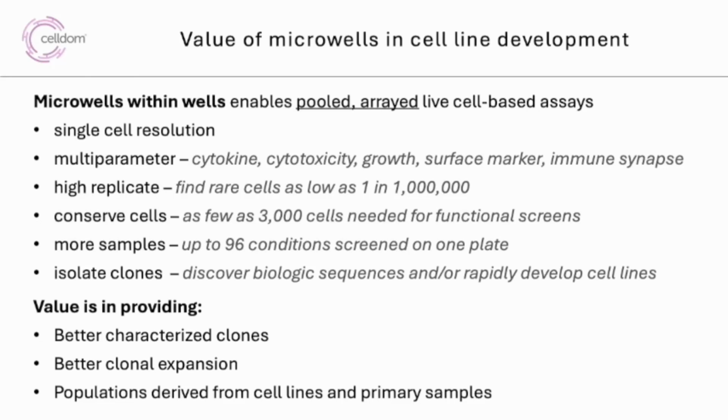And finally, the reason that we work with microwells is that it's very straightforward to isolate clones. You identify them in imaging, you go in with a picker, and you retrieve them. And then these cells could be used to create cell lines or to discover novel biological sequences. So in total, the value in our platform is that it provides better characterized clones, it leads to clones that expand better in bulk, and our platform is compatible with various types of cells, ranging from cell lines to organoids to primary samples, allowing it to be used in a variety of formats for cell biology at single cell resolution.